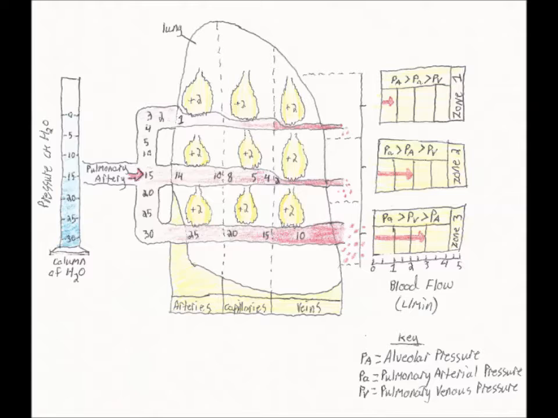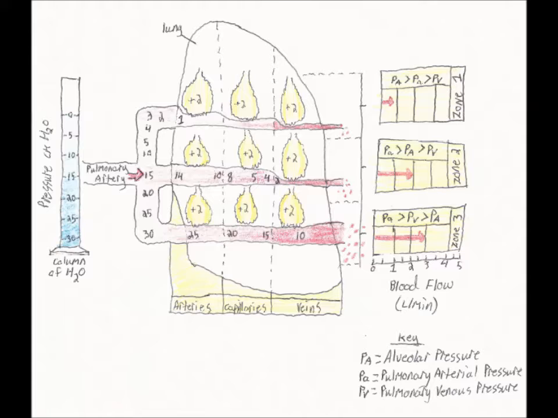So in the second area, zone 2, in the middle from left to right, you can see that it's defined as those areas of the lung where the pulmonary arterial pressure exceeds that of alveolar pressure. However, alveolar pressures exceed those of pulmonary venous pressures.